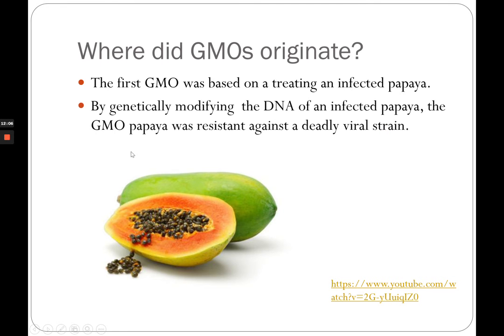By genetically modifying the DNA of the infected papaya plant, the GMO papaya became very resistant against a deadly viral strain. This viral strain, if they left untreated, would have destroyed all productions of the papaya plant, and basically the entire papaya industry would have collapsed. So again, I will provide a video for that particular story about the papaya plant in Google Classroom.